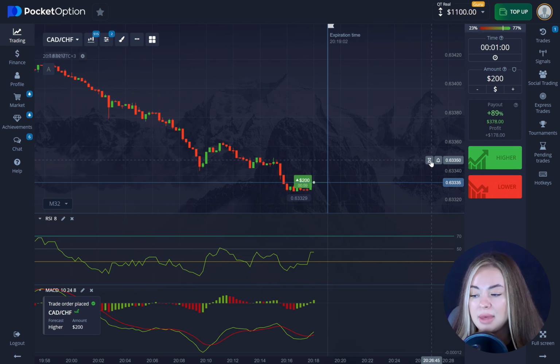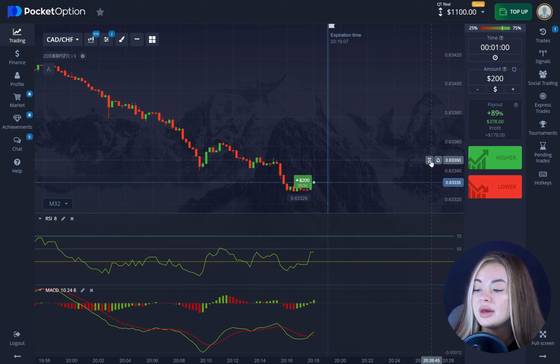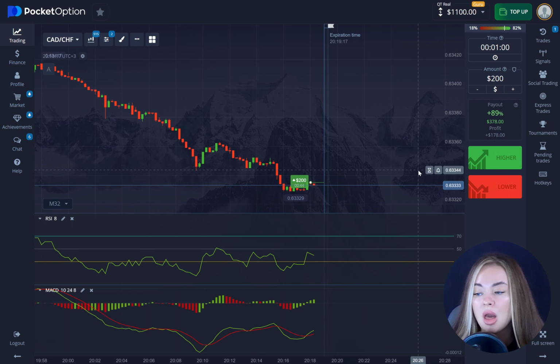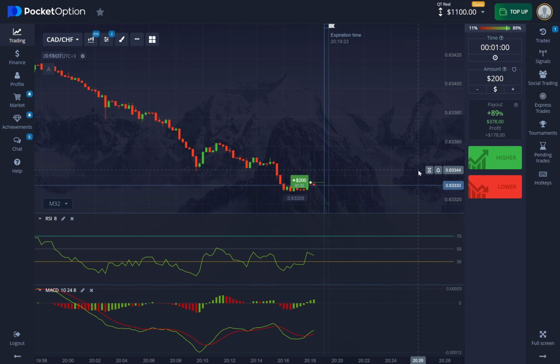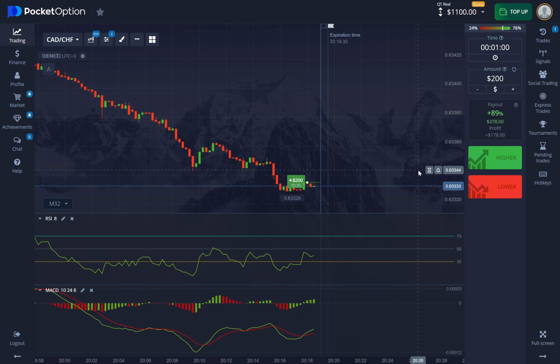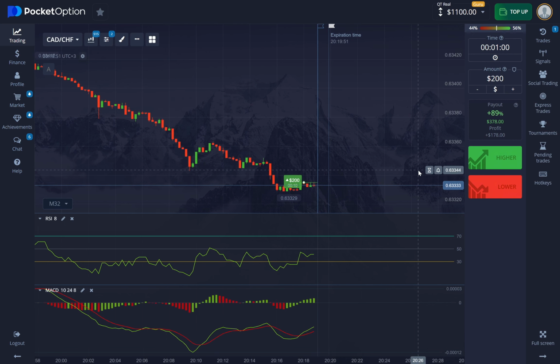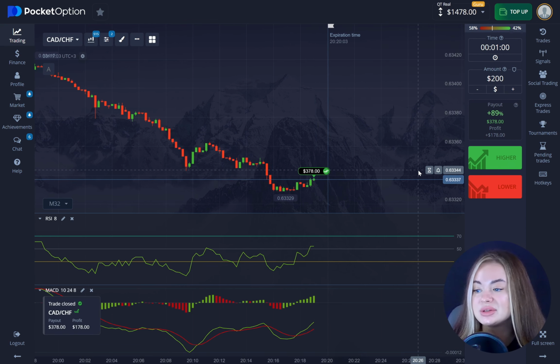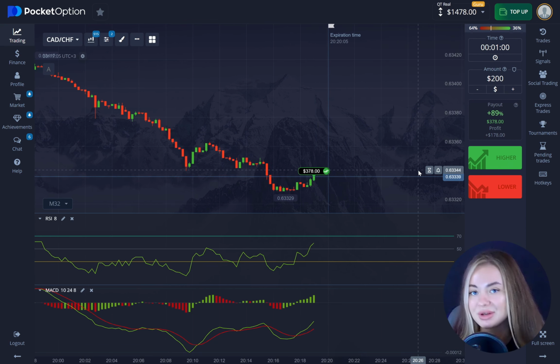Once again, the MACD line has crossed the signal line from bottom to top and the RSI value has exited the oversold zone. I expect an influx of buyers and a slight price increase soon. I opened this trade with $200 for 1 minute. The trade was successful, and with that I conclude today's trading session.